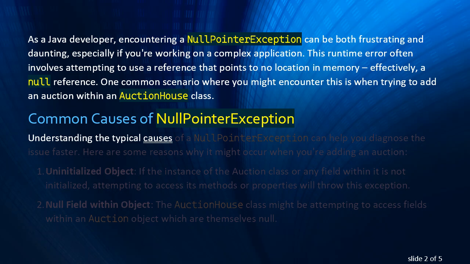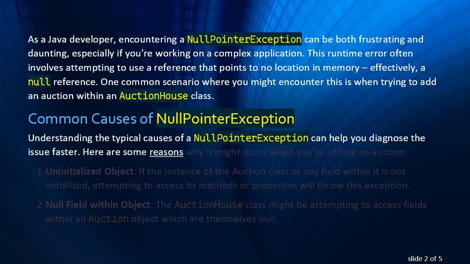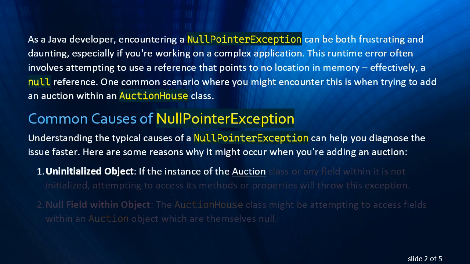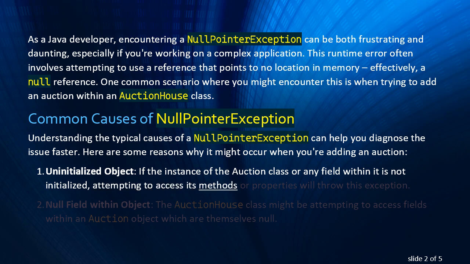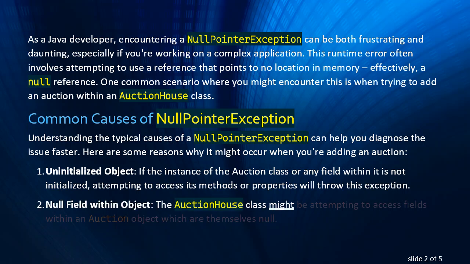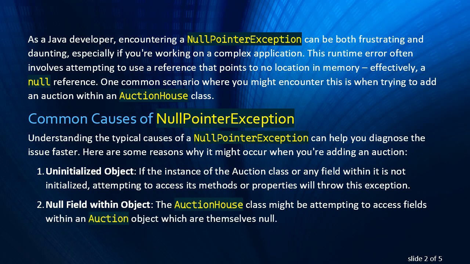Common causes of null pointer exception. Understanding the typical causes of a null pointer exception can help you diagnose the issue faster. Here are some reasons why it might occur when you're adding an auction. Uninitialized object. If the instance of the auction class or any field within it is not initialized, attempting to access its methods or properties will throw this exception. Null field within object. The AuctionHouse class might be attempting to access fields within an auction object which are themselves null.